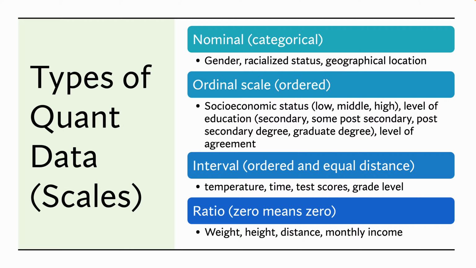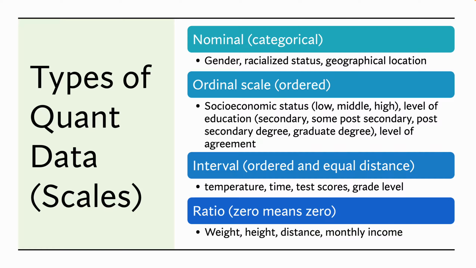So, for example, the proportion of the class that identifies as male, or the proportion that identifies as female, or the proportion that identifies as being racialized or not, or the proportion that are coming from different geographical locations. Those would be examples of nominal types of data.